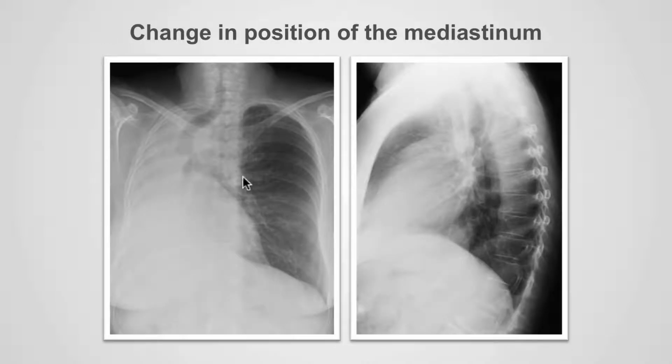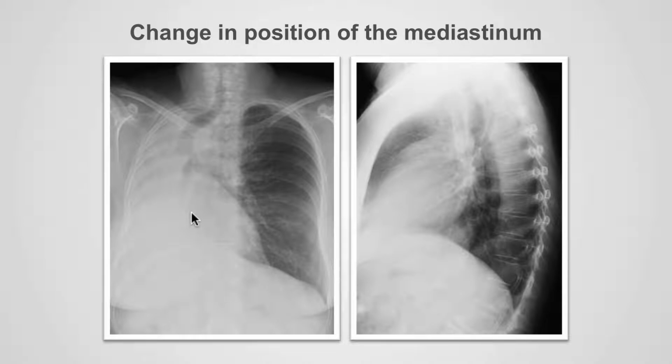Previous surgery is a common cause of change in position of the mediastinum. This patient had a previous right pneumonectomy. Because of the postoperative changes within the right hemithorax and compensatory hyperinflation of the left lung, the mediastinal structures are shifted to the right. Shift of the mediastinum can also be seen with tension pneumothorax as well as with large pleural effusions.